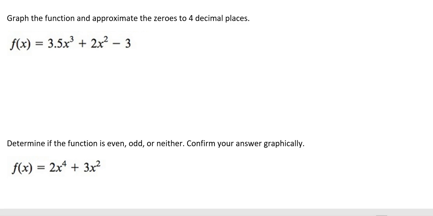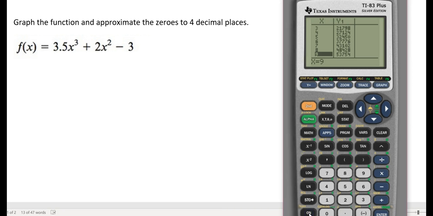Our next problem asks us to graph the function and approximate the zeros to 4 decimal places. So we need to get out those graphing calculators. To graph your function, we're going to use our grapher, and when I say that, I'm just meaning you click on the y equals button. If you already have a function there, you're going to hit clear. So I've clicked on my y equals, I've cleared out any functions, and I'm going to type in my function.